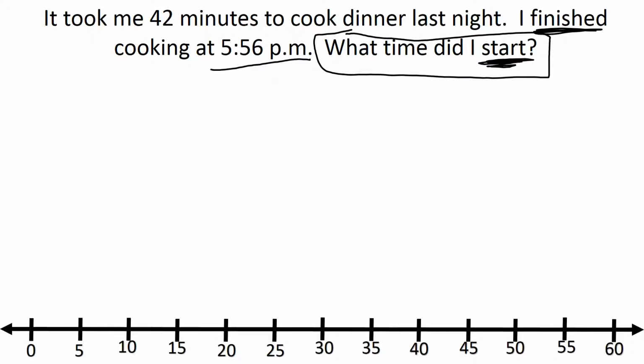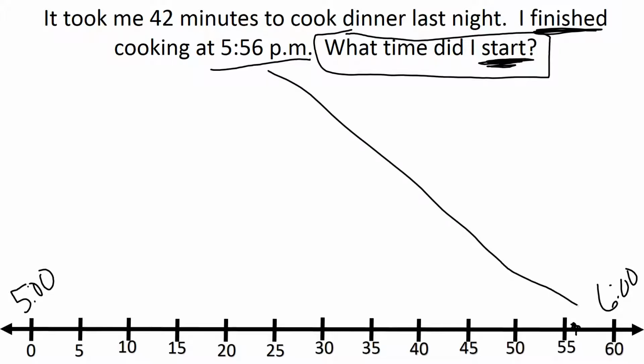So the first thing we have to do is plot 5:56 on this number line. We'll start with 5 and we'll end with 6. Then we have to find 5:56. So 55, and then we'll count up one more time to 56. So 5:56 is right there. Okay? Next, it says it took me 42 minutes to cook dinner.